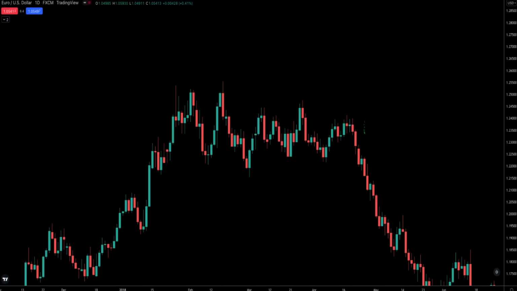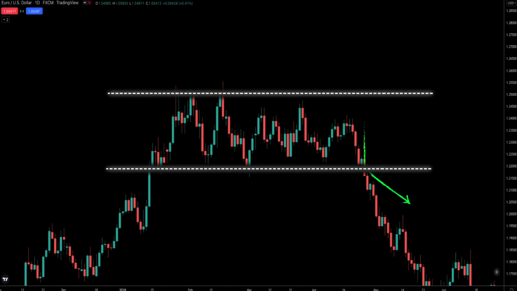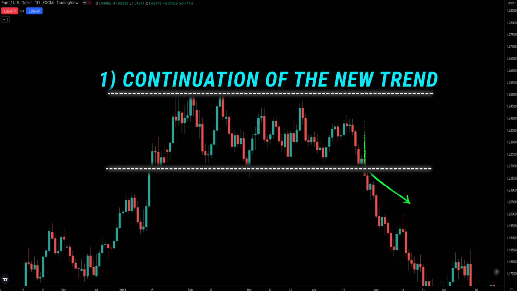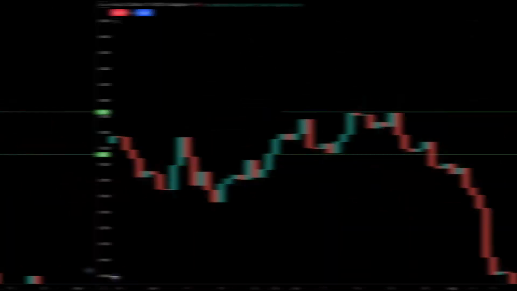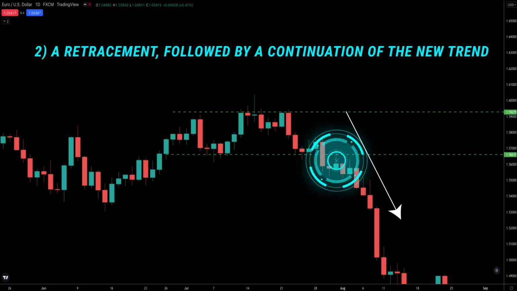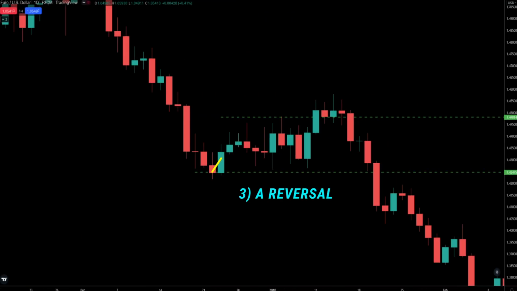Whenever the market breaks out of a key level, there are three possible scenarios. Number 1, a continuation of the new trend. Number 2, a retracement followed by a continuation of the new trend. And lastly, number 3, a reversal, otherwise known as a false breakout. Now, it's important to know these three scenarios because they will guide most of the trading decisions you will make when you are trading breakouts.